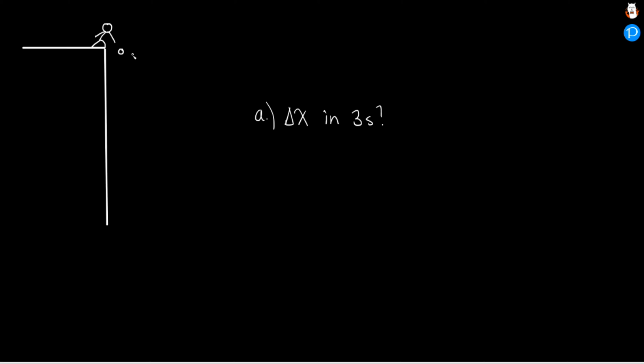And let's say the only information we know that the problem gives us is that when this stick person throws it, the rock has an initial velocity of 15 meters per second. That's how fast he's throwing it down. And that's it. That's all the problem gives us. We want to figure out how far it goes in 3 seconds. We know that it has an initial velocity of 15 meters per second.